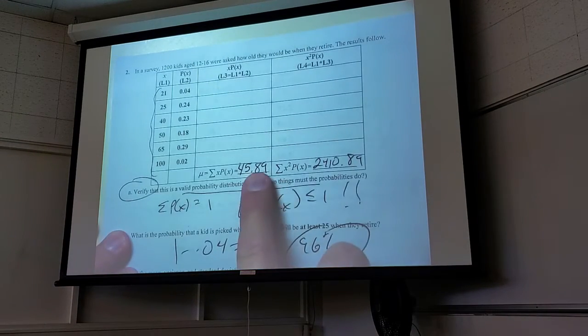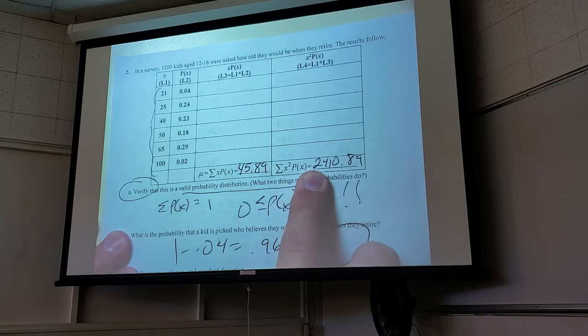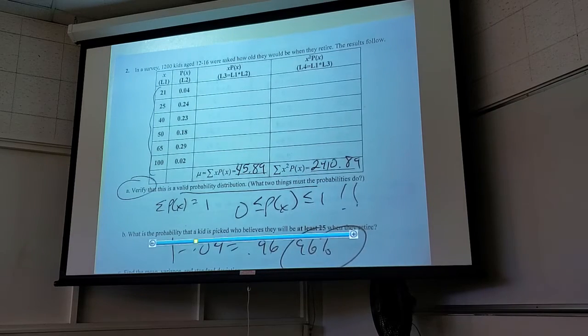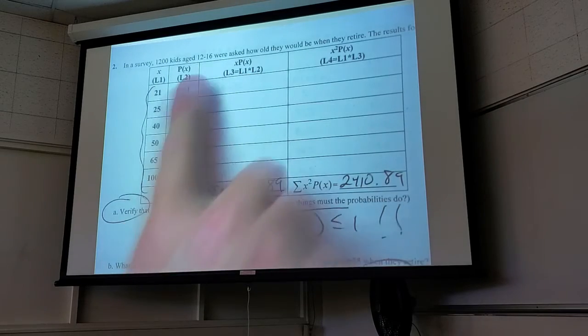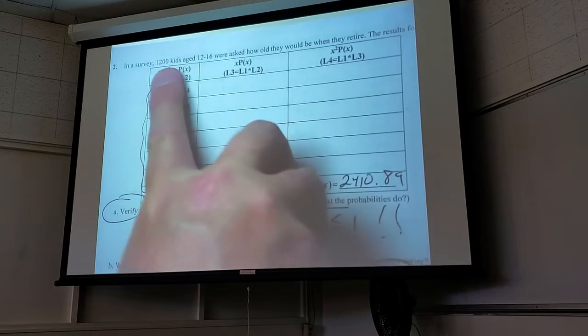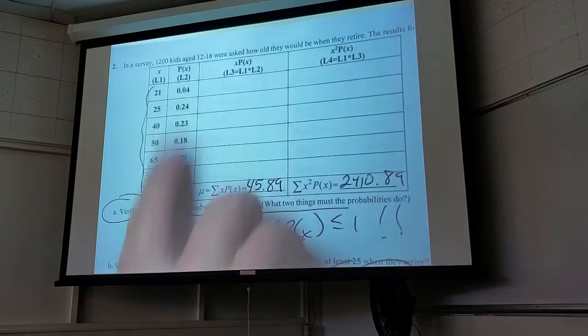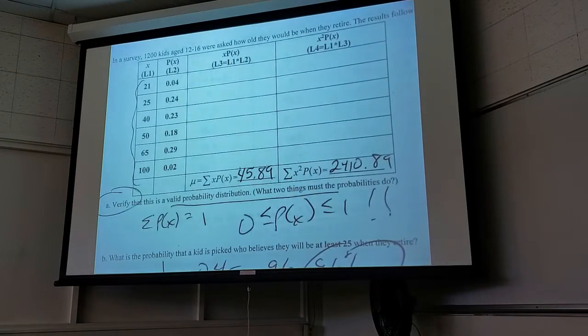We did this in the calculator. Okay, is this coming back? Yeah. All right, so remember we did exactly what this says. We put that in L1, we put that in L2. X times P of X would be all the stuff in L1 times all the stuff in L2. And then I'll give you one way to get X squared P of X. Right? X times X P of X is X squared P of X. And then we added them all up. We did the sum thing in the lists, and we got those numbers.